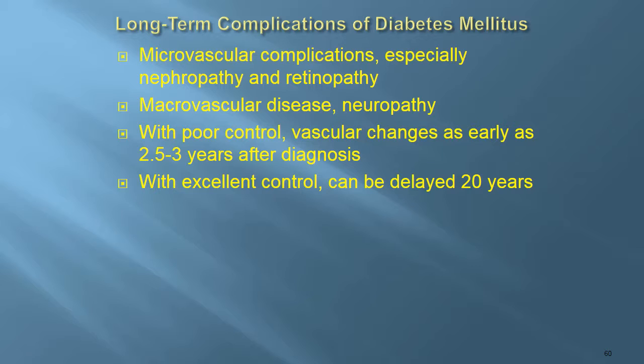Long-term complications of diabetes mellitus, as you know, can be microvascular, especially nephropathy and retinopathy with the kidneys and the eyes, macrovascular disease, neuropathy. If control is poor, vascular changes can occur as early as 2.5 to 3 years after diagnosis. With excellent control, these changes can be delayed for 20 years.